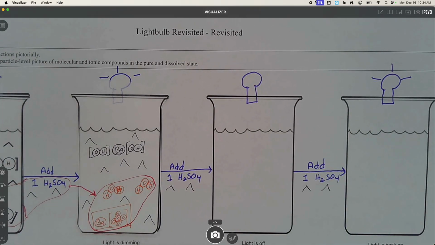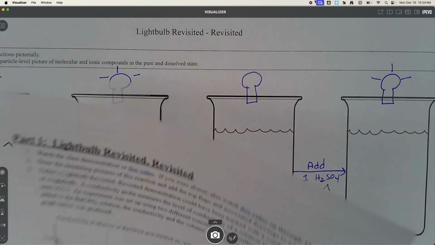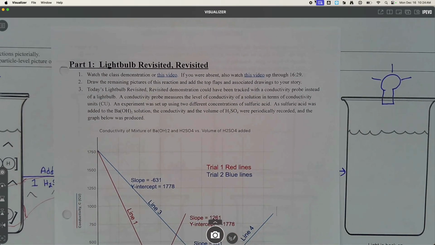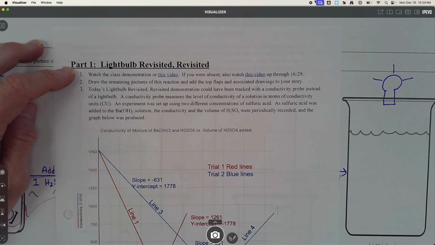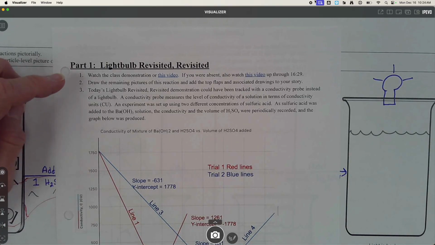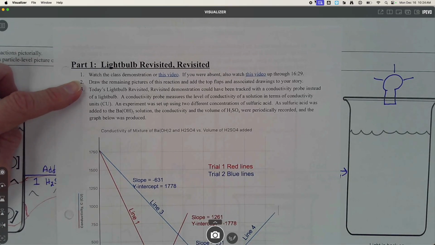Okay, so the first thing you and your team are going to do is you're going to finish the story in pictures. Once you're done with that, you're going to proceed to part 1 of your practice test. Step 1 is done. You watched the demonstration. You watched me get the picture started. You will have drawn the remaining pictures and added the top flaps and associated drawings to your story.